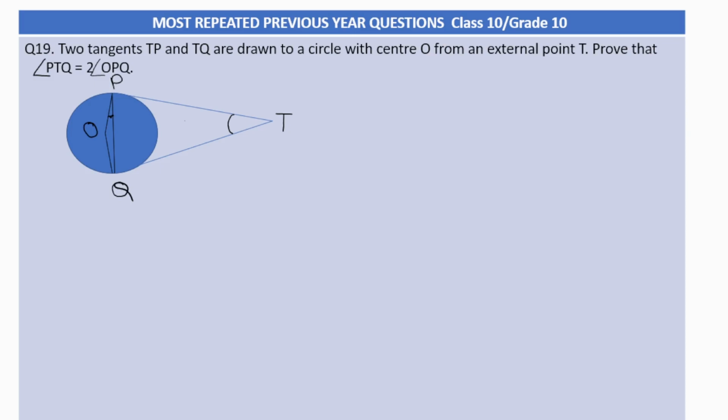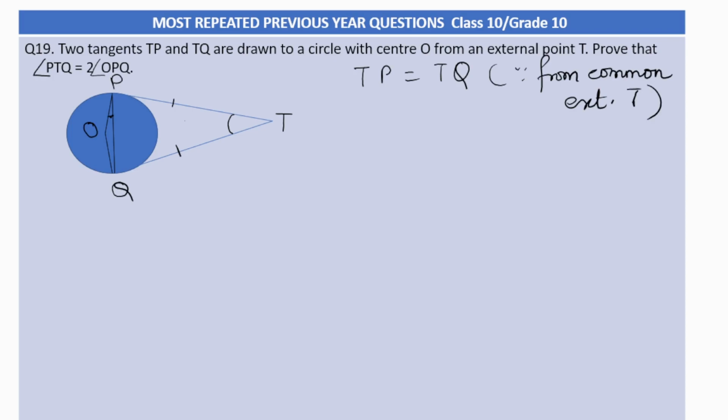Alright, let's prove this. Now, we have to remember that two tangents drawn to a circle from an external point T, like here TP and TQ, will always be of equal length. This is the property of tangent. So, TP is equal to TQ. This we know, since they are drawn from the common external point T, not from two different points, right? So common external point T, that's why they are equal, TP equal to TQ.